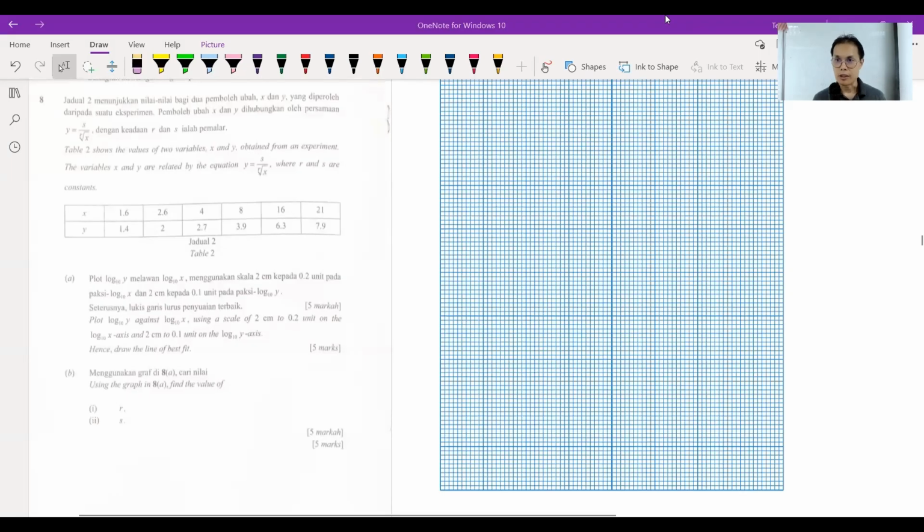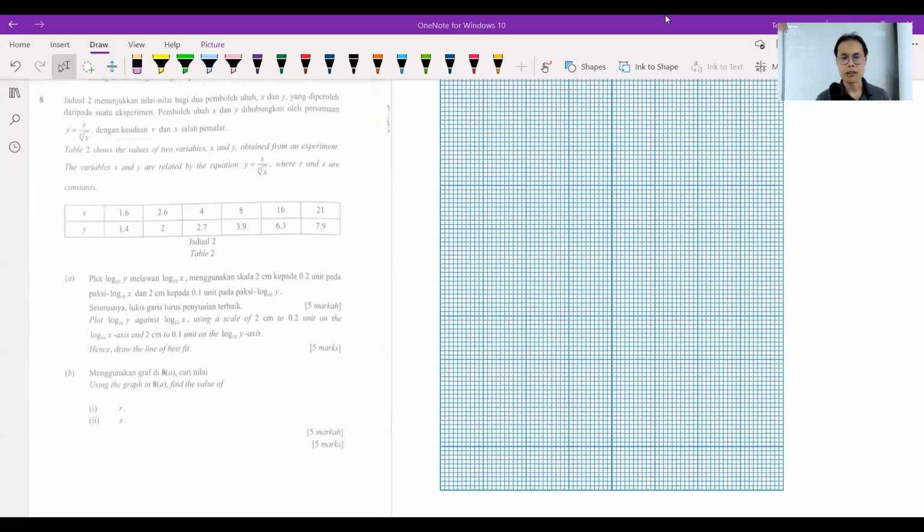Okay, next question, linear law, hukum linear. Jadual menunjukkan nilai-nilai bagi dua pemboleh ubah X dan Y yang diperoleh daripada suatu eksperimen. Pemboleh ubah X dan Y dihubungkan oleh persamaan Y equals S over R root of X dengan keadaan R, S ialah pemalar. So, we're supposed to plot log 10 Y melawan log 10 X menggunakan skala 2 cm to 0.2 on the horizontal and 2 cm to 0.1 on the vertical paksi log 10 Y.